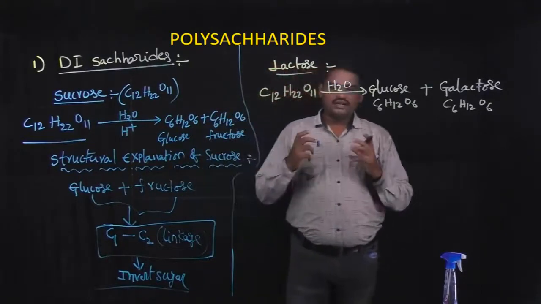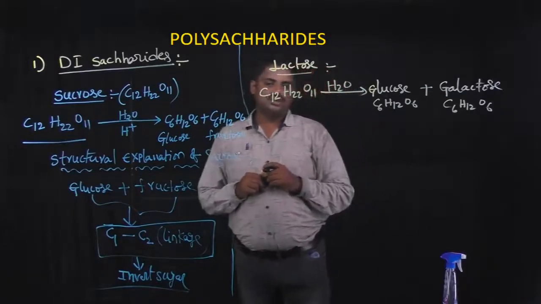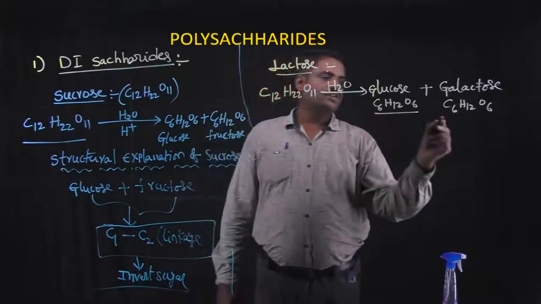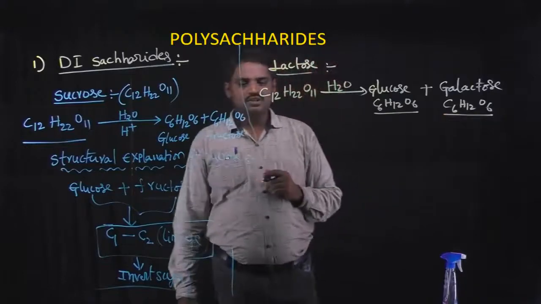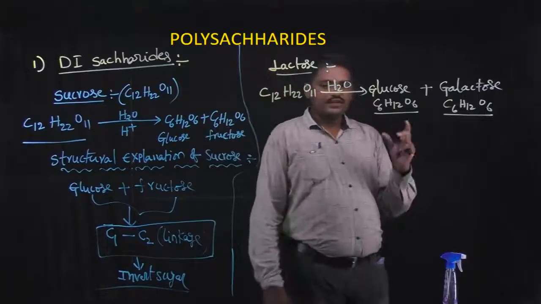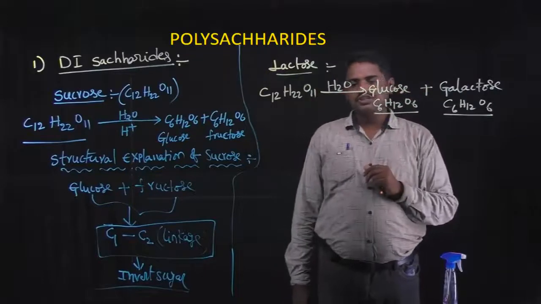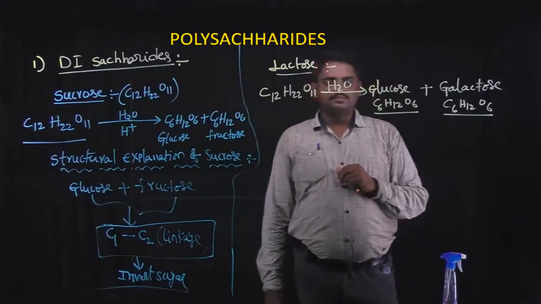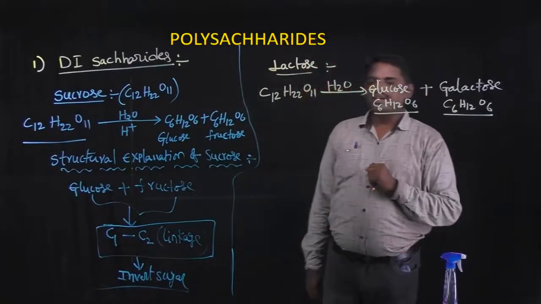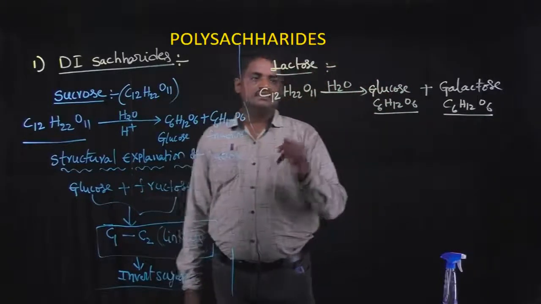What is the difference between glucose and galactose? Both molecules' formulas are the same, C6H12O6, C6H12O6, but the only difference is that the configuration differs. The C5 configuration differs. So this type of molecule is known as a disaccharide. Lactose is one of the best examples of a disaccharide.